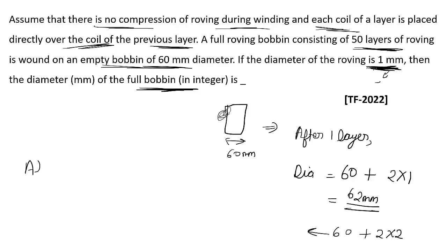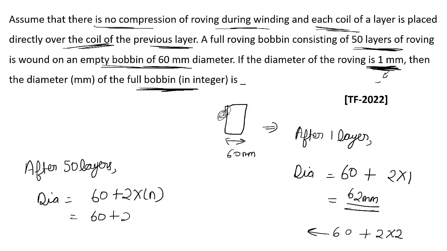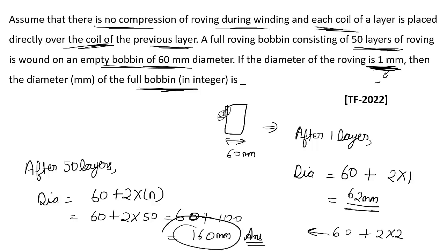After 50 layers, what does it come out to be? The diameter will become 60 plus 2 into n, where n means the number of layers, so 60 plus 2 into 50, so 60 plus 100, it comes out to be 160 mm. This is your answer. So the answer is 160. It is a 1 mark question.